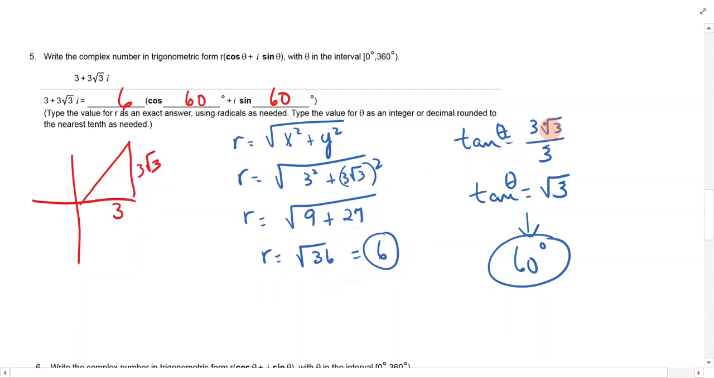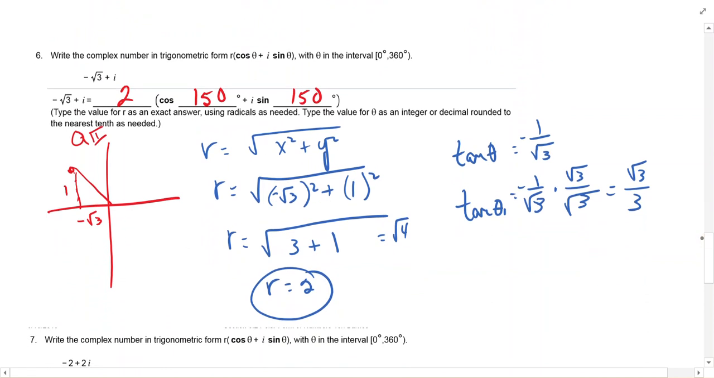Tan theta is equal to y over x. So 3 square roots of 3 over 3, which is square root of 3. And the angle that has a tan of square root of 3 is 60 degrees. So you've got your 6 that goes out front and cosine 60 plus I sine 60.